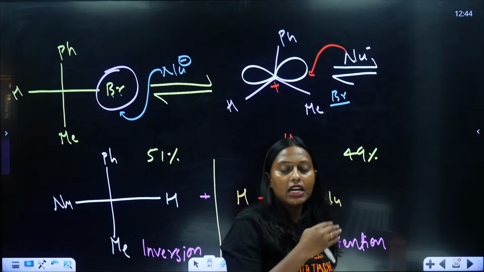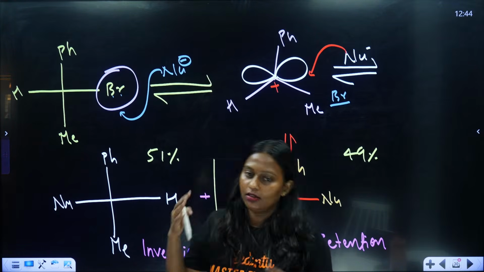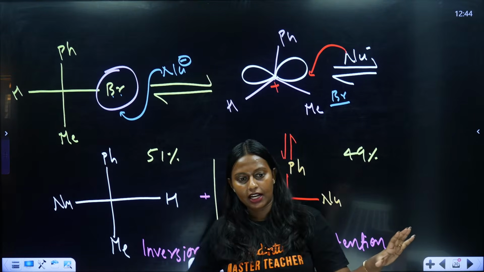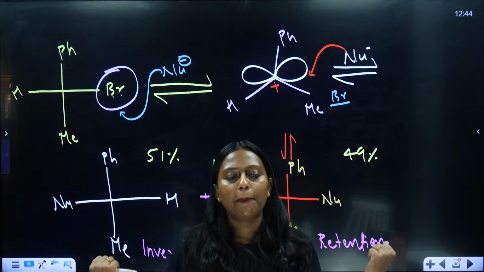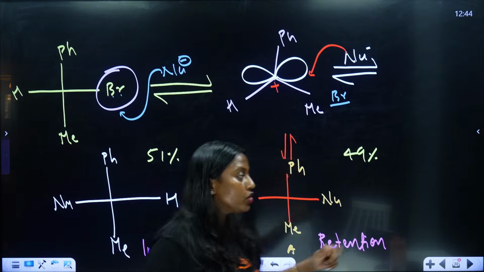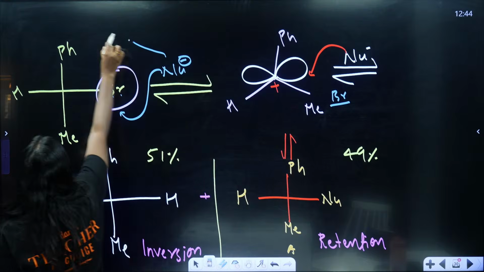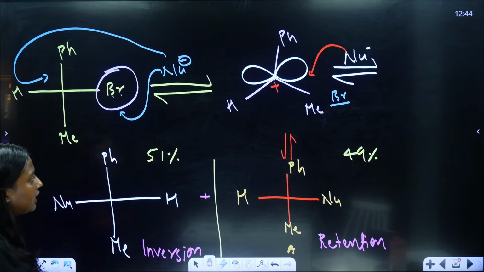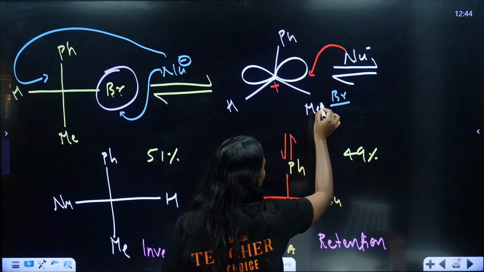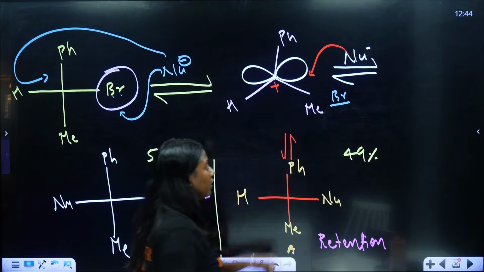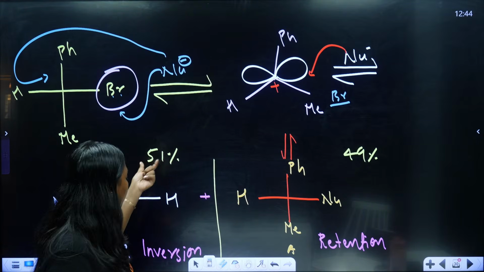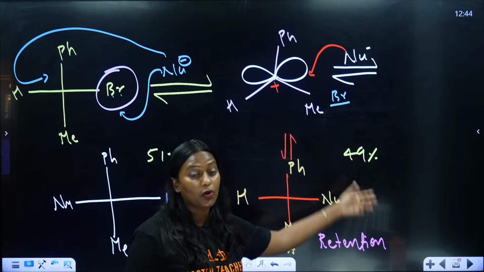So when it attacks from the same side, they can feel repulsion, because lone pairs are there and negative charge is there. When repulsion occurs, most of the time it attacks from the opposite side. So instead of a straight attack, it attacks from the opposite side. That's the reason we say the inversion product is more and the retention product is less.